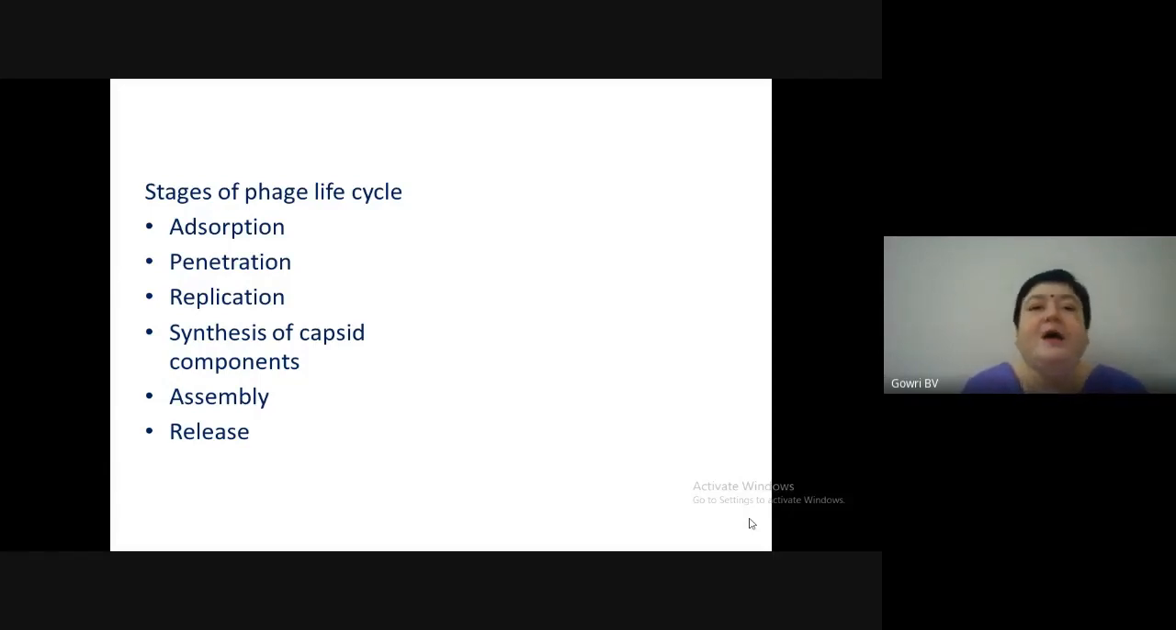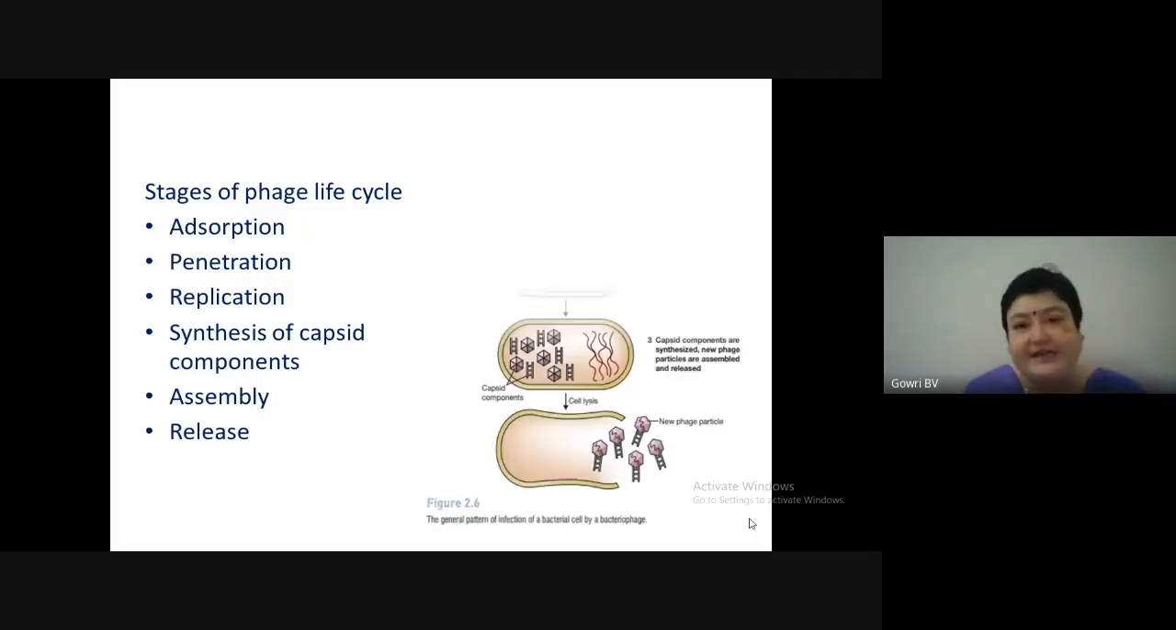The first step of the phage's attack on the bacterial cell is adsorption or pinning. Then goes penetration, or injection of the DNA molecule inside the bacterial cell. There is multiplication or replication of the phage DNA. Synthesis of capsid components takes place. There is assembly of the components and release of the phage particles by lysis of the bacterial cell. This is how you would have studied it, and that is what is condensed into a three-step process in the previous slide.